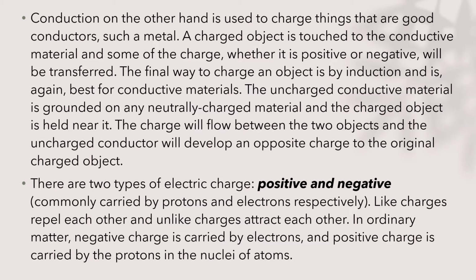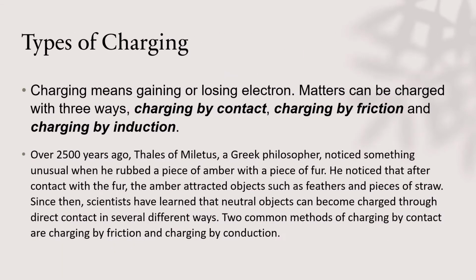Like charges repel each other, and unlike charges attract each other. In ordinary matter, negative charge is carried by electrons and positive charge is carried by the protons in the nuclei of atoms. Types of charging. Charging means gaining or losing electrons. Matter can be charged in three ways: charging by contact, charging by friction, and charging by induction.